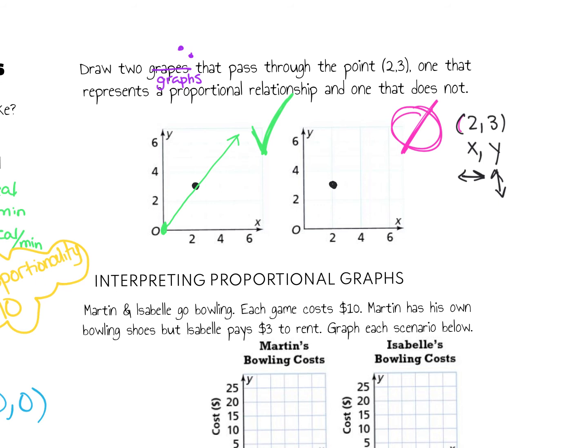Okay, now this next one, it's not going to go through this point right here. I can draw anything that I want. I can draw a curved line. I can draw a straight line as long as it doesn't go through the point 0, 0. That is going to show that it's not a proportional relationship. So you could have something different than I have right here.